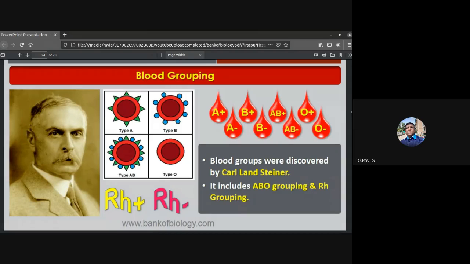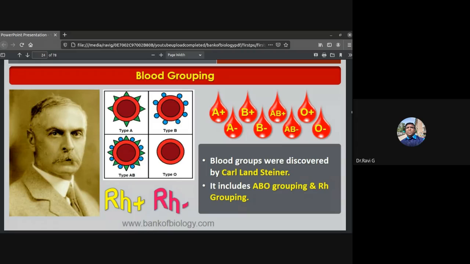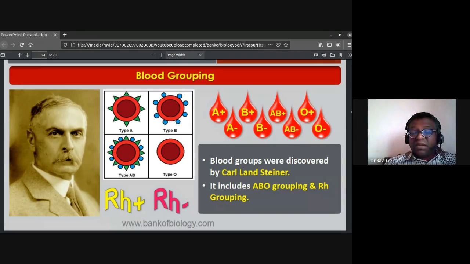See, AB negative is the rarest of the eight main blood types. That is also one more point that you can remember. Only 1% of total donors have AB negative. So if any person has AB negative blood group, you should form a community of people so that, as I told you, in case of emergency, you can help each other in donating blood.